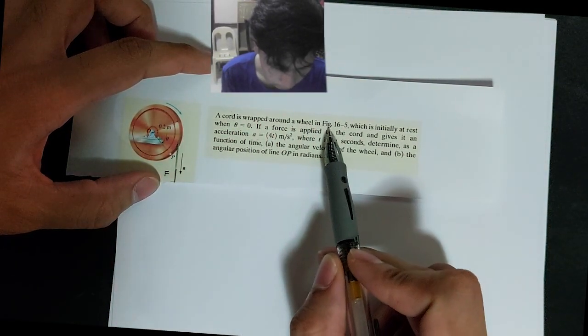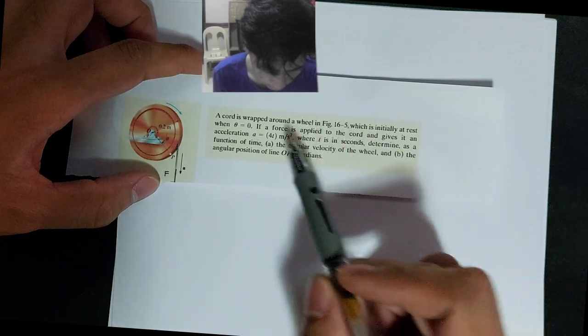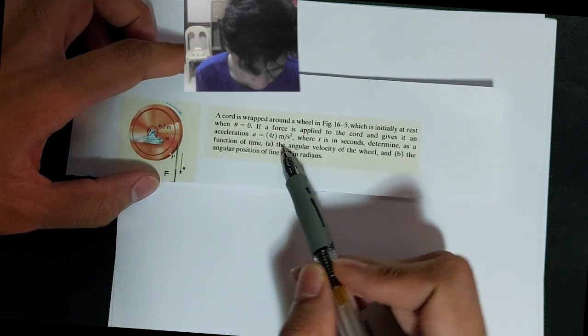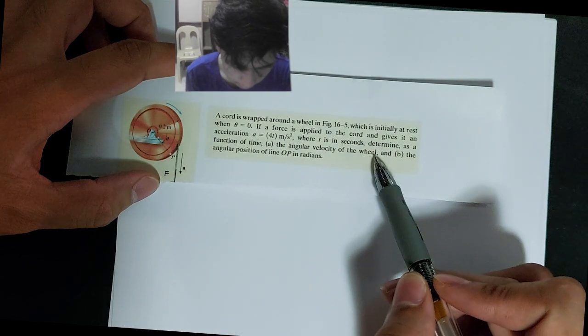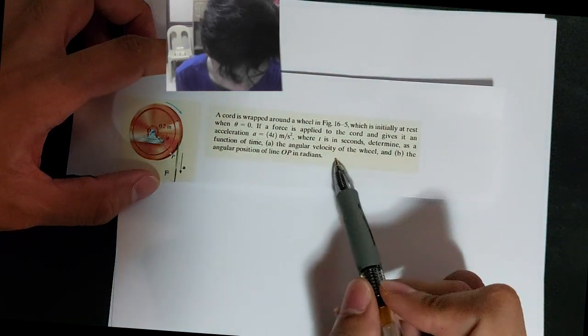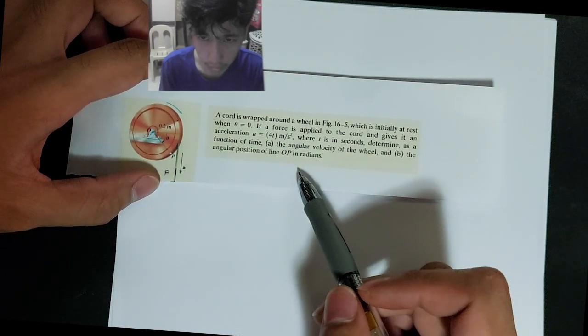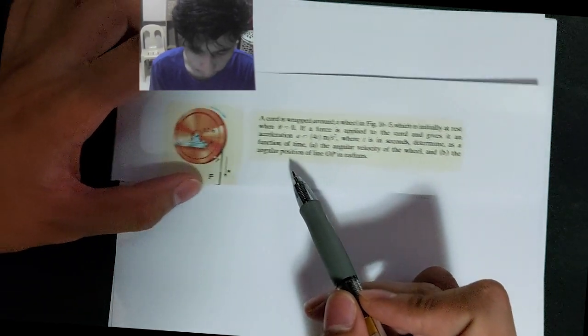A cord is wrapped around the wheel, which is initially at rest. If a force is applied to the cord and gives it an acceleration, where t is in seconds, determine as a function of time the angular velocity of the wheel and the angular position of the line OP in radians.